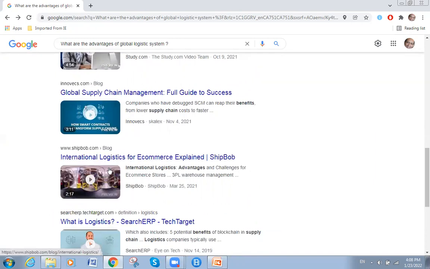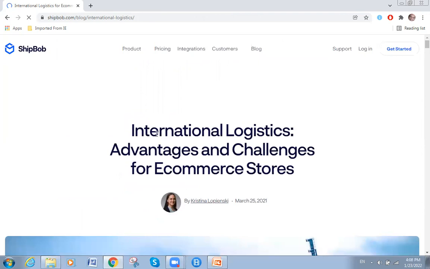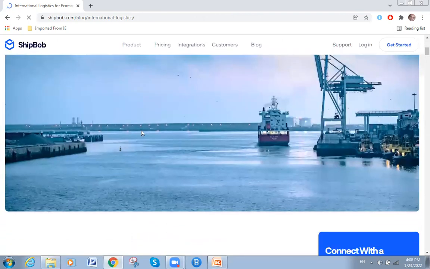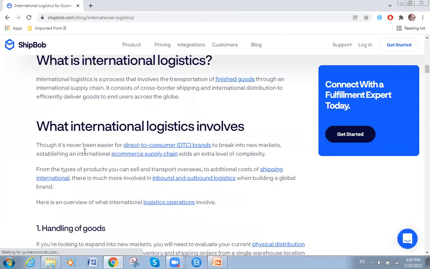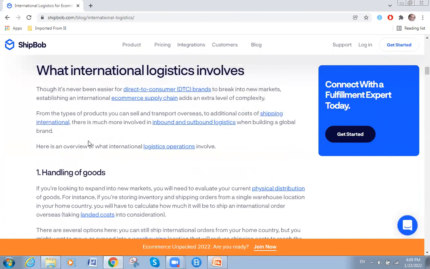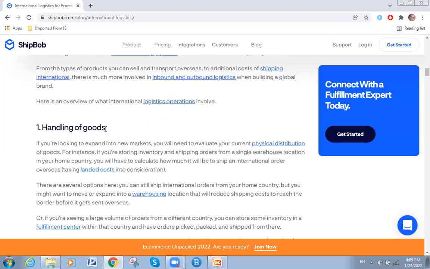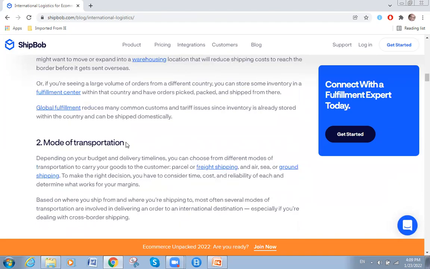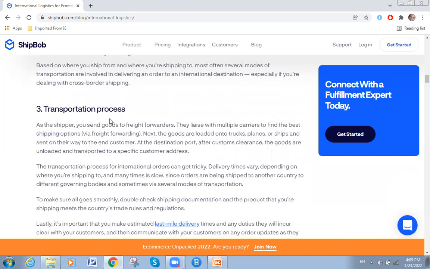Let's see this video also, just enlarging our knowledge about logistics systems before we leave this part. It gives us some fuller knowledge about logistics. Logistics is transportation and warehousing, like I'm saying again. International means the global. What does international logistics involve? Handling of goods, modes of transportation, we said we have five modes of transportation, freight shipping, ground shipping, and the transportation process.